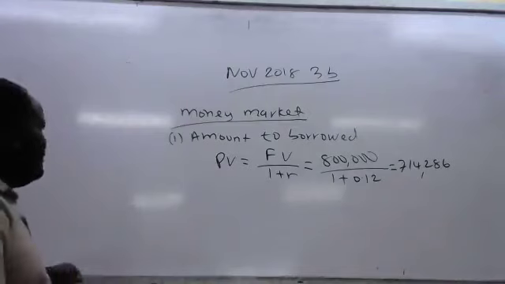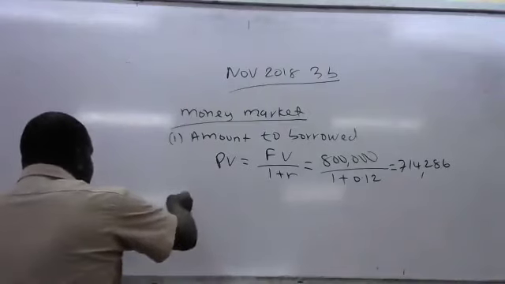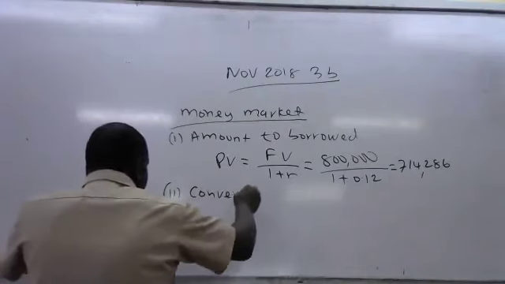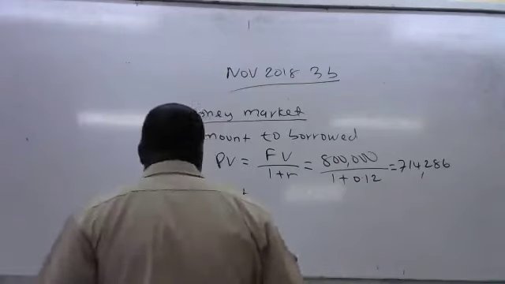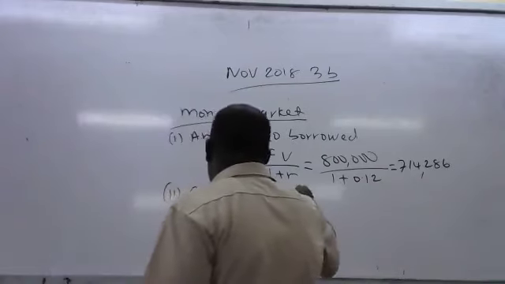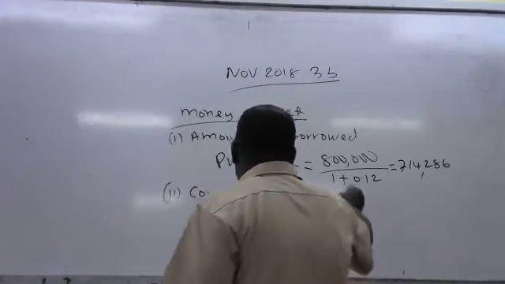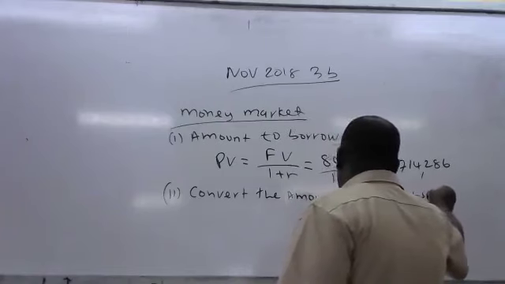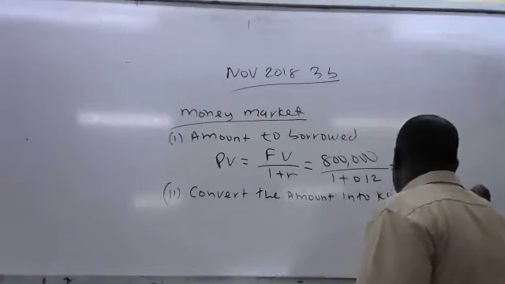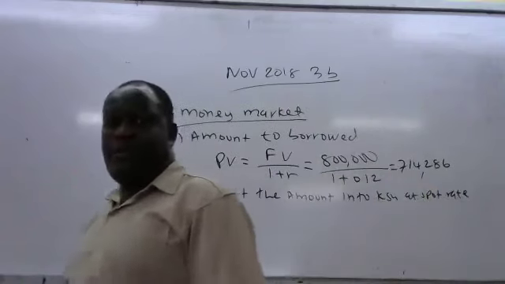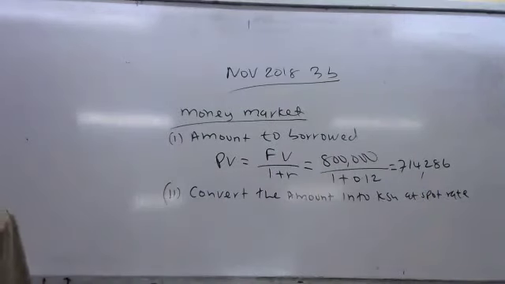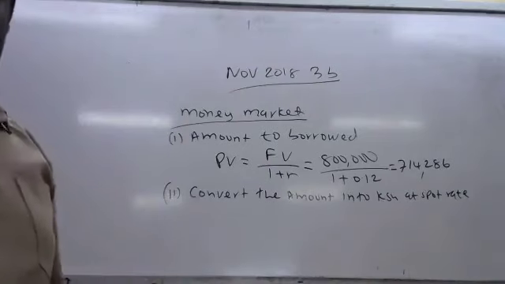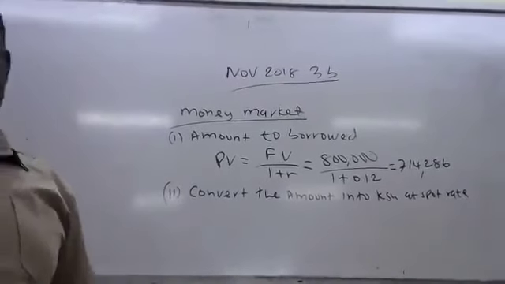So the second step, you convert that amount at the spot rate into Kenyan shillings. So step number 2 is to convert the amount into Kenyan shillings at the spot rate. You convert that amount into Kenyan shillings at the spot rate.